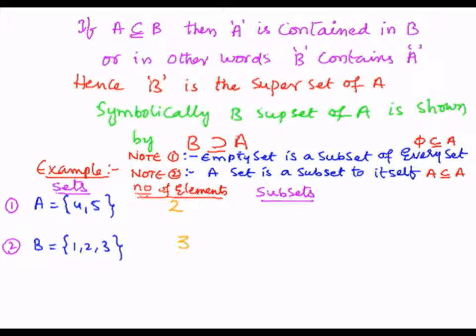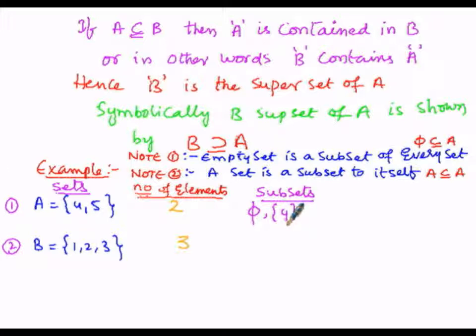Here regarding the subsets. So phi is one of the subsets. Phi is a subset of A, comma, then the set consisting of only one element, that is 4. So here this set is consisting of one element, that is 4.